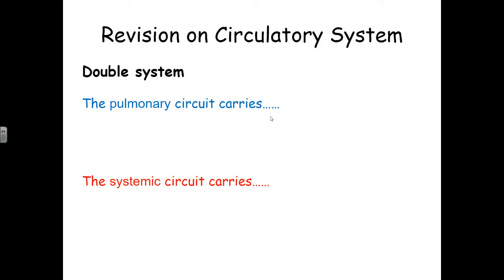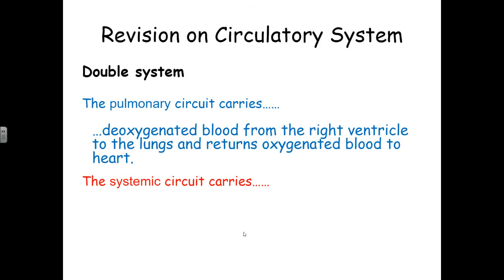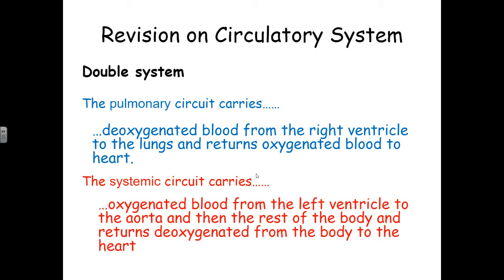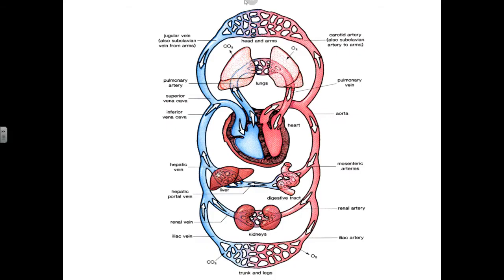So it's a double system. The pulmonary circuit carries deoxygenated blood, which is coming through the vena cava, going into the right atrium, right ventricle, and out to the lungs. It then returns that oxygenated blood back to the heart on the left side. The systemic circuit, so going to the systems, takes the oxygenated blood from the left ventricle, sends it through the aorta to the body, and returns it through the superior and inferior vena cavas on the right side in the atrium. This is a little diagram here.